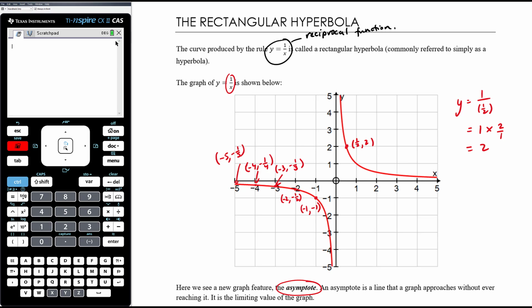When x equals 1/3, y will equal 3. Dividing by a third is multiplying by 3. When x equals 1/4, y will equal 4. When x equals 1/5, y will equal 5. And so we've got the same thing happening up here.